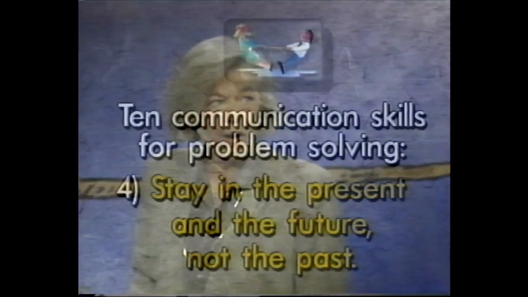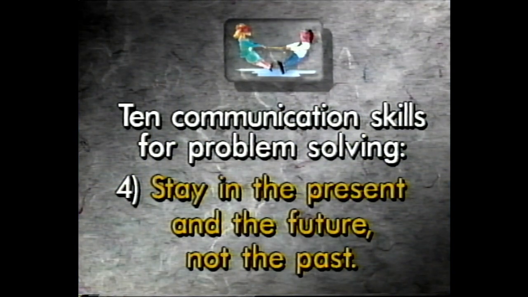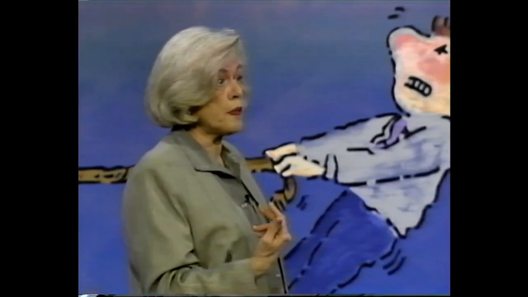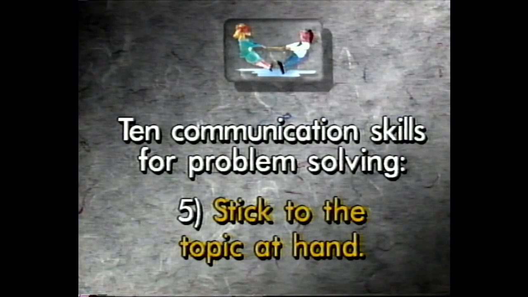Rule number 4, stay in the present and the future, not in the past. It is true that we can learn from the mistakes that we have made in the past, but that's very, very different than saying you should have or why didn't you. Rule number 5, stick to the topic at hand. No extraneous complaints, no other conflicts must enter into the discussion. Fighting couples usually do that.